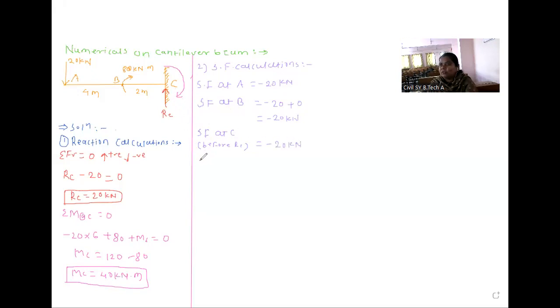After that, we will calculate shear force at C after RC. Up to RC it is minus 20, and this RC creates clockwise rotation, so plus 20, which is equal to 0 kilonewton. So this is the shear force calculation. Does anybody have any doubt in shear force calculation?